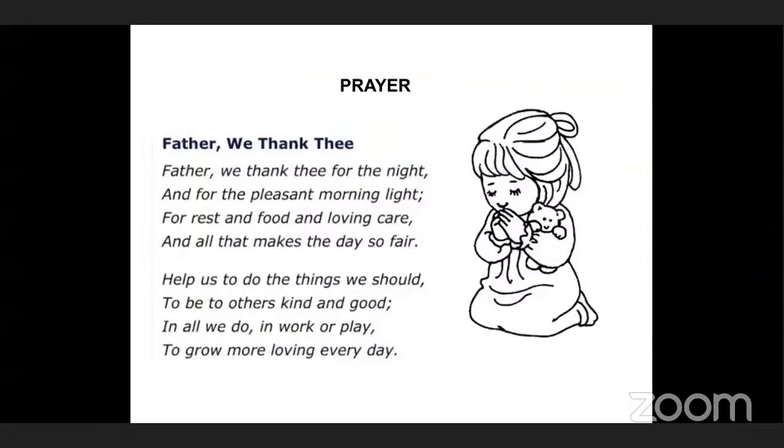Father, we thank you for the night and for the pleasant morning light, for rest and food, for loving care, and all that makes the world so fair. Help us to do the things we should, to be to others kind and good. In all we do, in work or play, to grow more loving every day.